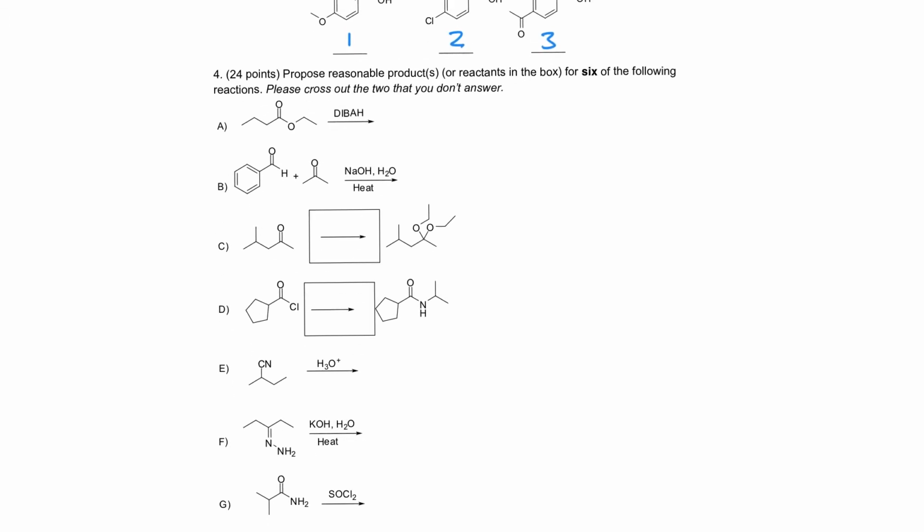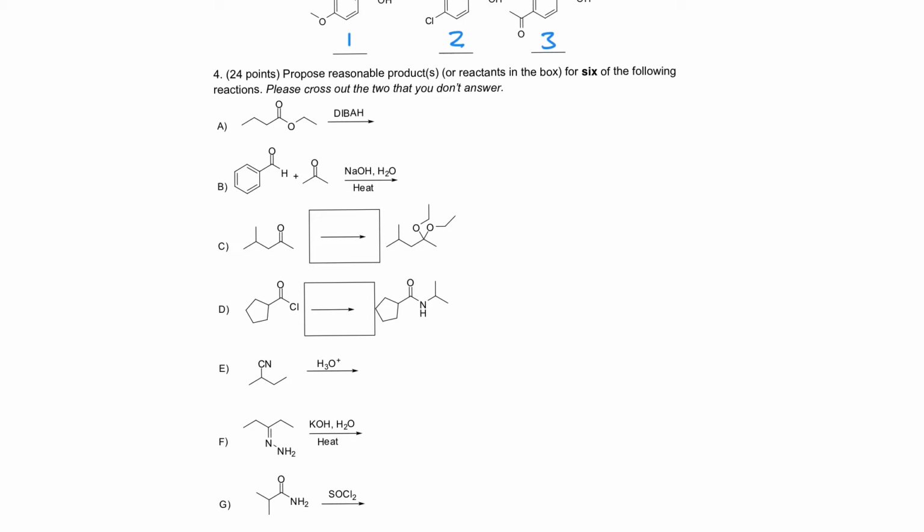Number 4, we're asked to predict products or fill in reagents in the box. I would like to point out that over the past couple years, we've slowly built up these types of questions with perhaps 2 or 3 steps. These questions are all one step, but don't be surprised if you see 2, maybe 3 steps over the arrow on an exam in this class.